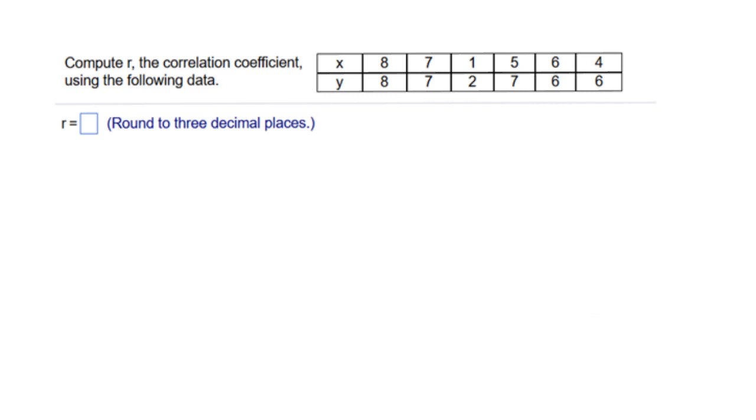So this says to compute R, the correlation coefficient, using the following data. So once again, you have to remember the X's and the Y's, those are ordered pairs. So for this first point, this is 8, 8. All right, I'm going to write the instructions for the calculator down just so you have it in your notes. So we have mode. Get your calculator, you're going to press mode, then number 3.